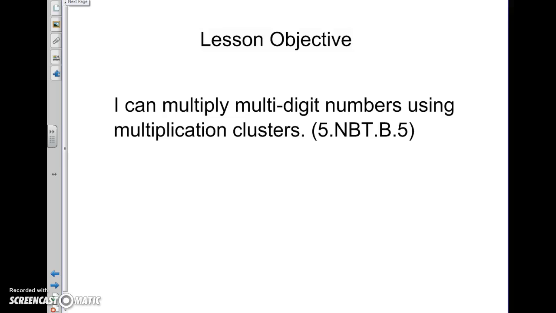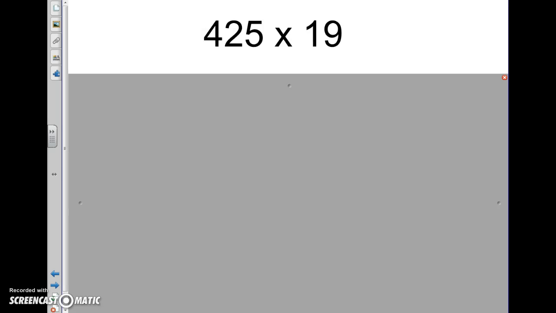Our lesson objective today is I can multiply multi-digit numbers using multiplication clusters. It's 5th grade standard, numbers base 10, B5. So we're going to be multiplying with multi-digit numbers again today. However, we're going to use a different strategy. This one's called multiplication clusters.